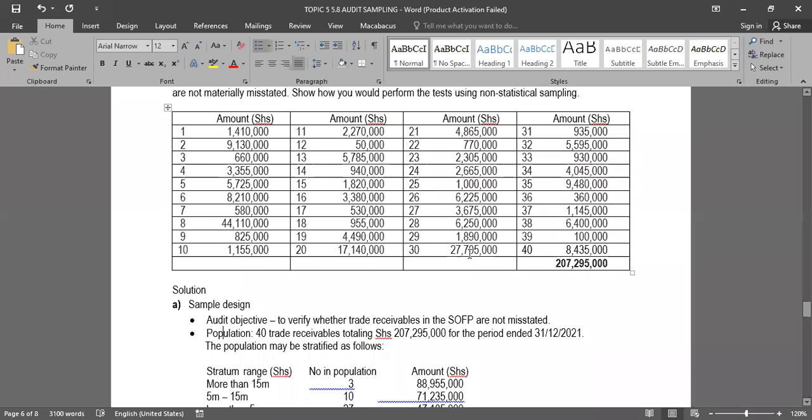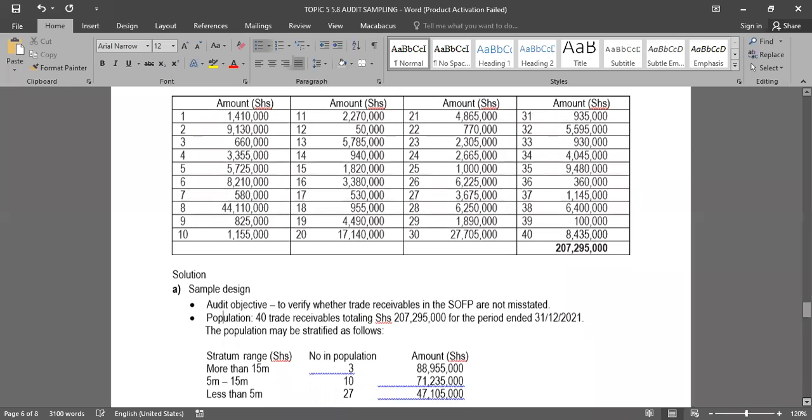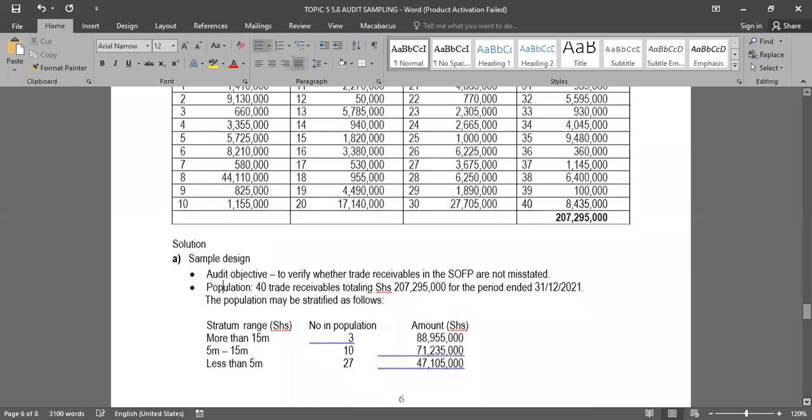When you add their amounts together, 27.7, 17 and 44, you come up with 88.9 million. You can add them to prove it. Then the other cluster was between 5 million and 15 million, and there were 10. The one for less than 5 is just a balancing figure, because when you add these together, it must give you 40. So 27 is just a balancing figure to make the 40.